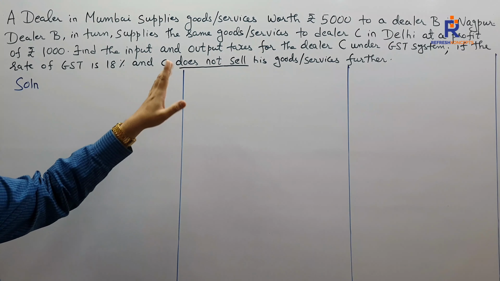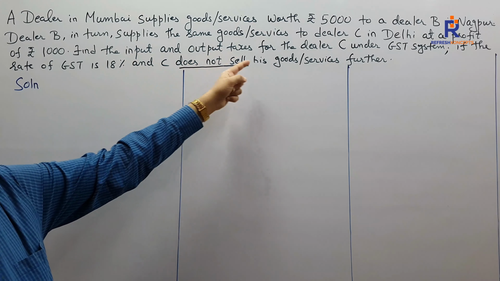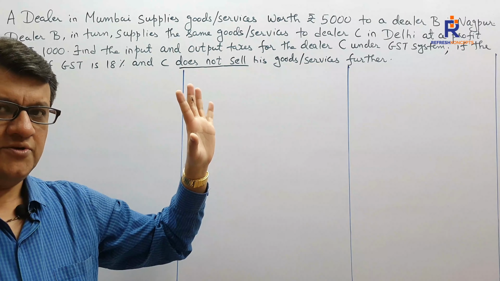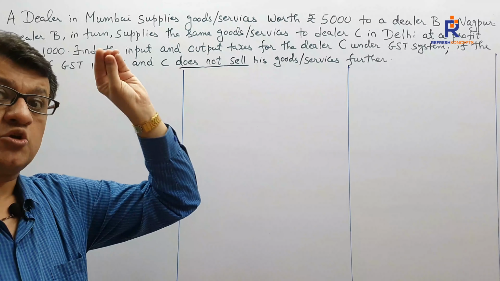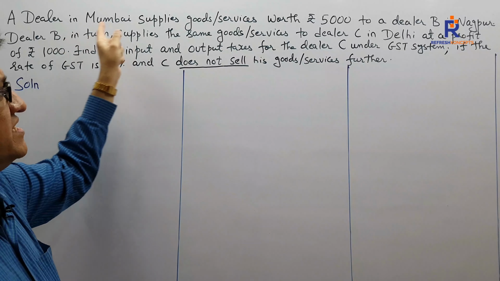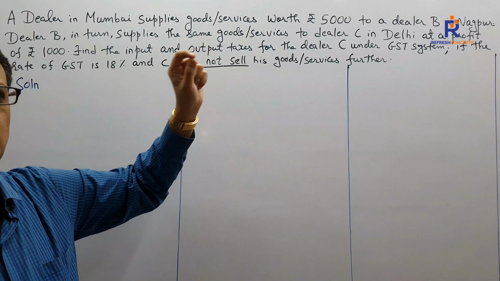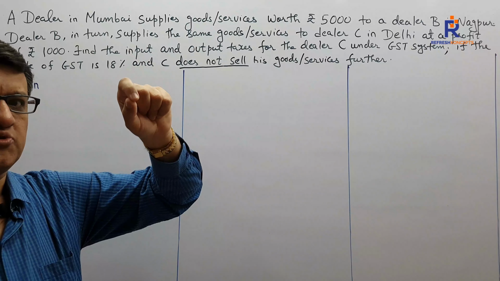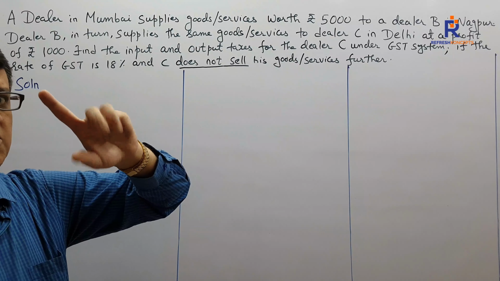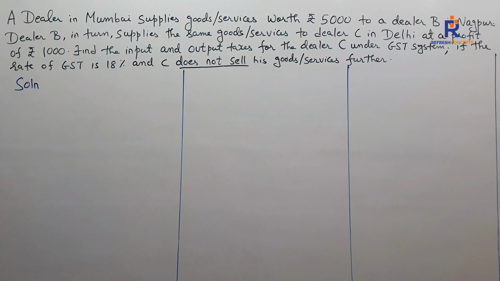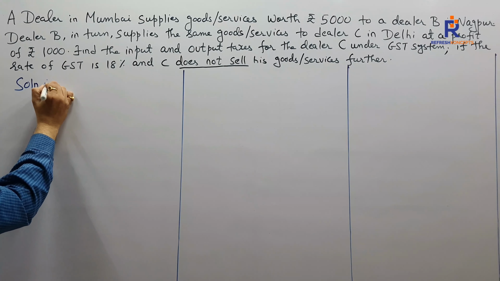So what are we supposed to find out? We are supposed to find out the input and output tax for dealer C. So it's a trading chain sum, but the question prima facie is in and around dealer C. So we have to take dealer B into account. Why? Because of CGST, SGST, interstate. So let's start our solution.